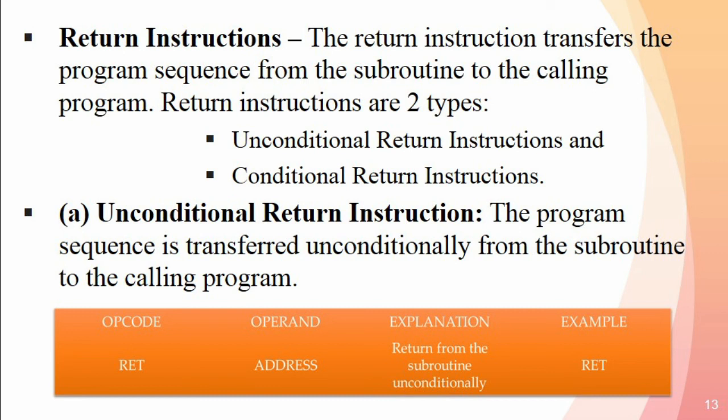The next branching instruction is return instructions. The return instruction transfers the program sequence from the subroutine to the calling program, that is main program. Return instructions are of two types: unconditional return instruction and conditional return instruction. Unconditional return instruction. The program sequence is transferred unconditionally from the subroutine to the calling program, that is main program. The opcode for the return instruction is RET. Operand is address. Example RET.